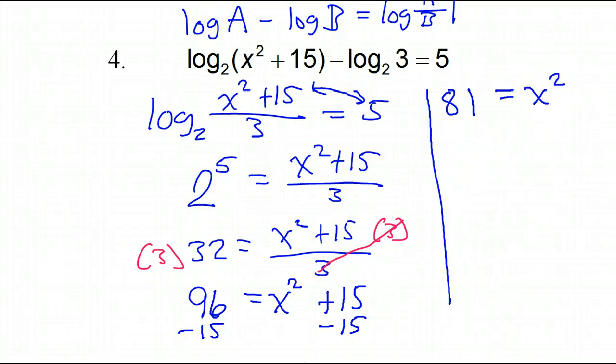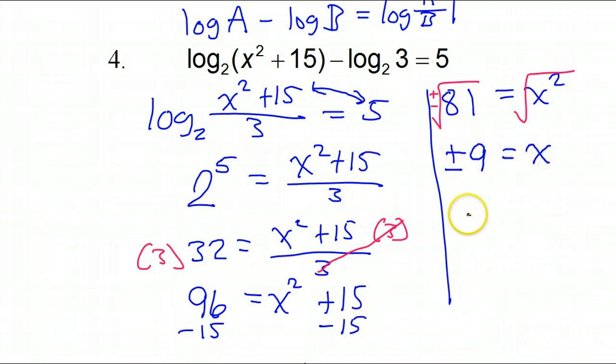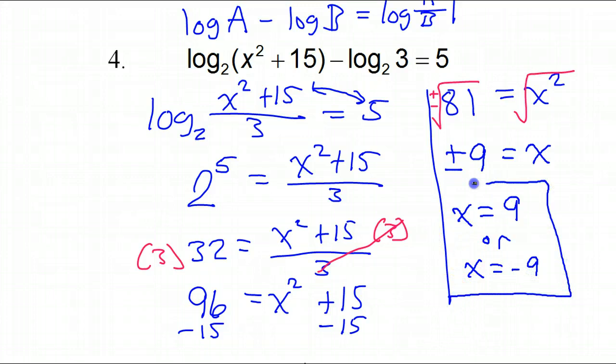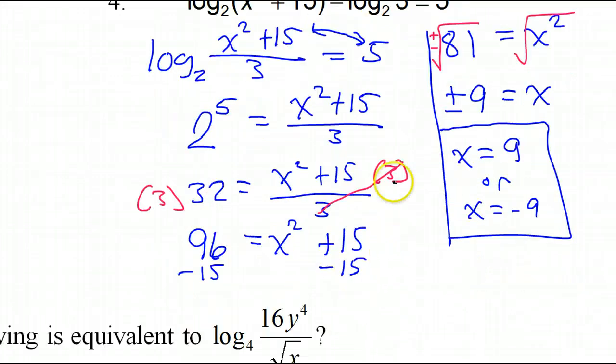How do we unsquare things? Yeah, we use the square root of both sides. Whenever you take the square root of both sides, though, the solution will be positive or negative. So that's plus or minus 9. Please understand that that means either x is equal to 9 or x is equal to negative 9. Either one of these would be true. All right, that was number 4.